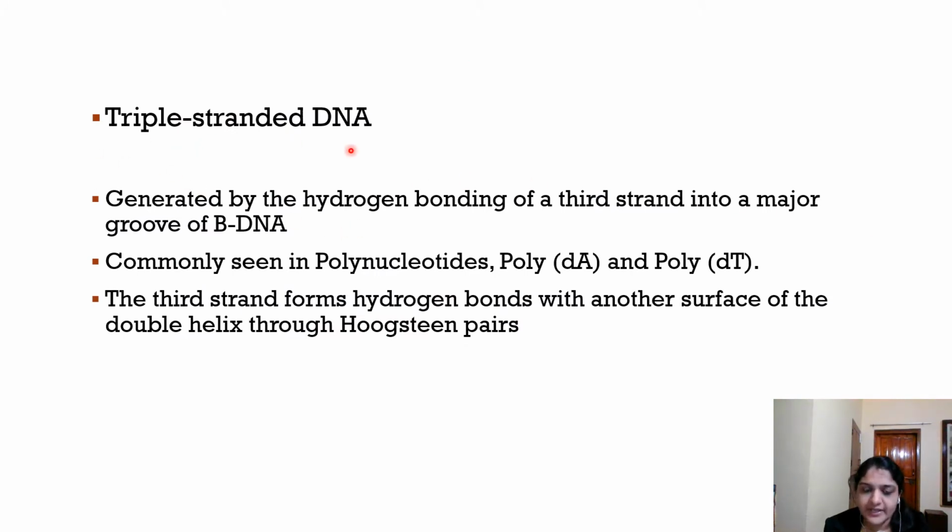Triple-stranded DNA is generated by the hydrogen bonding of a third strand into the major groove of B-DNA, and is commonly seen in polynucleotides, poly A and poly T. The third strand forms hydrogen bonds with another surface of the double helix through Hoogsteen pairs. So triple-stranded DNA is caused by Hoogsteen pairs.